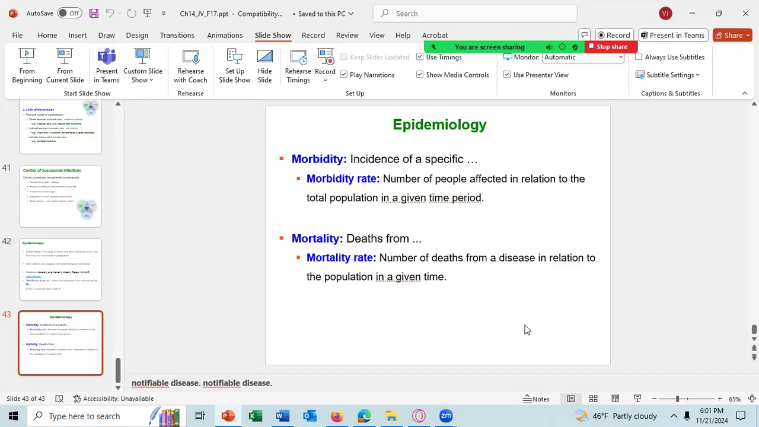Two terms from epidemiology. Morbidity is the incidence of a specific notifiable disease. The morbidity rate is the number of people affected in relation to the total population in a given time period. So morbidity, the number of people affected, would be people who are sick as well as people who have died over a given time period. Mortality, the deaths from a notifiable disease. The mortality rate, the number of deaths from a disease in relation to the population in a given time period. All right, any questions from chapter 14?